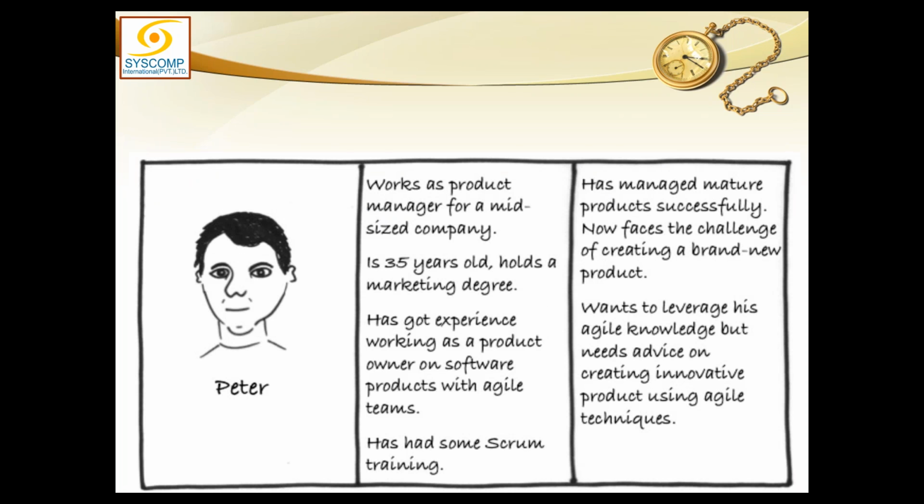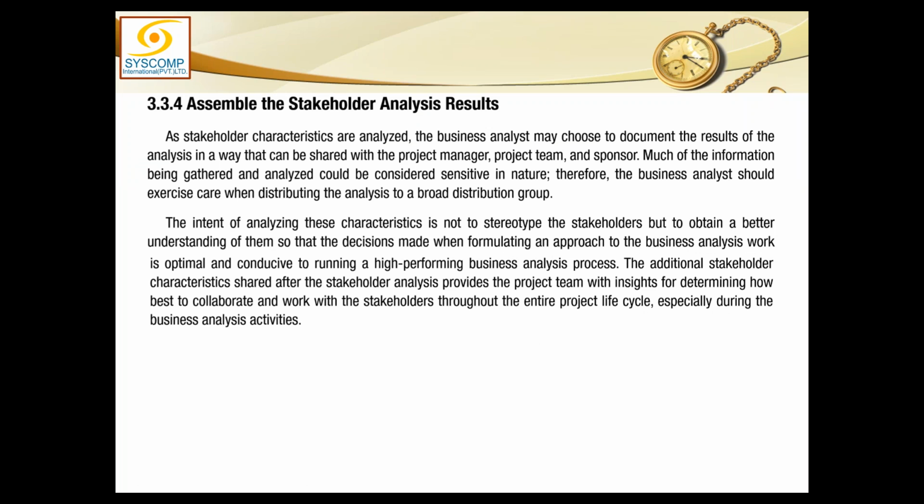So let us see. This is Mr. Peter. We have provided a cartoon or a photo for him. And as far as the details are concerned, he works as a product manager for a mid-sized company. He's 35 years old, holds a marketing degree. He got experience working as a product owner on software products with agile teams, has had some Scrum training. Now, what are his goals? Has managed mature products successfully, now faces the challenge of creating a brand new product, wants to leverage his agile knowledge but needs advice on creating innovative product using agile techniques. So this profile pretty much explains this category of people, which could be called Mr. Peter. So this was an example I inserted into it.